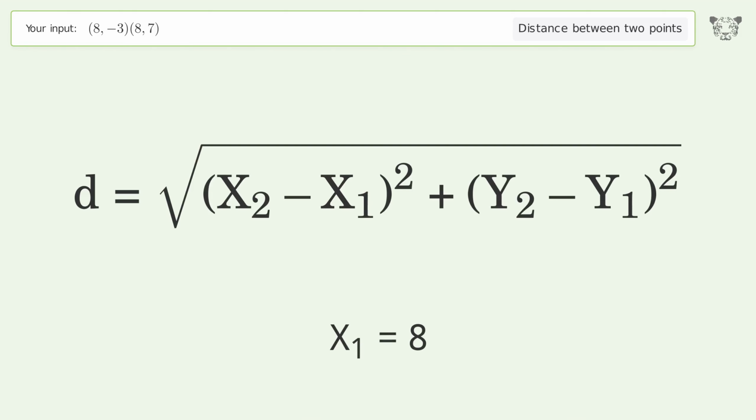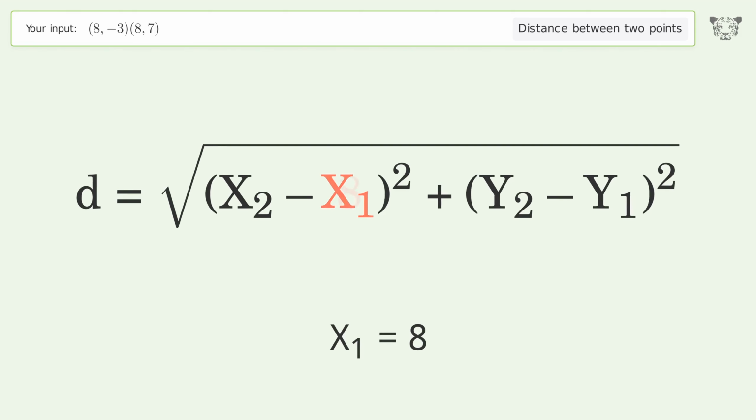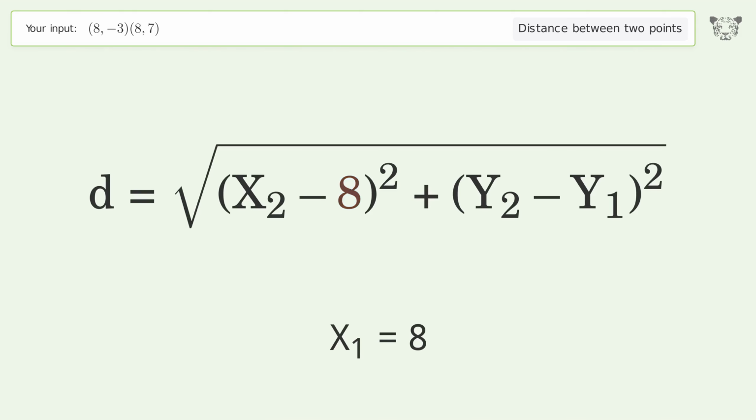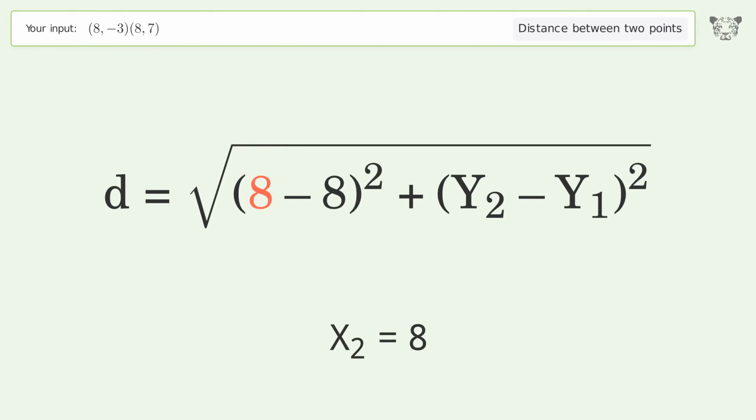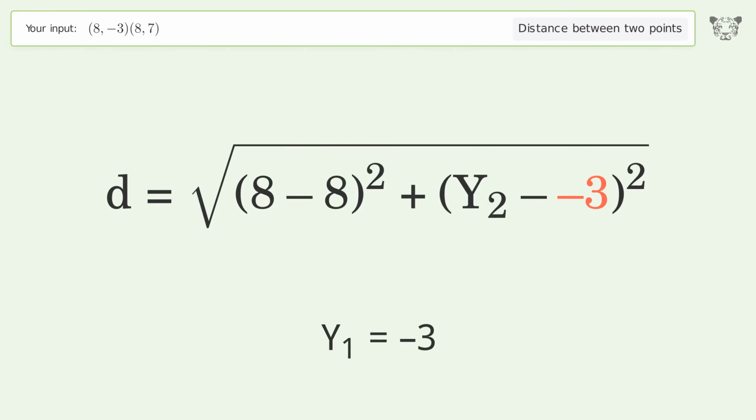x1 equals 8. x2 equals 8. y1 equals -3. y2 equals 7.